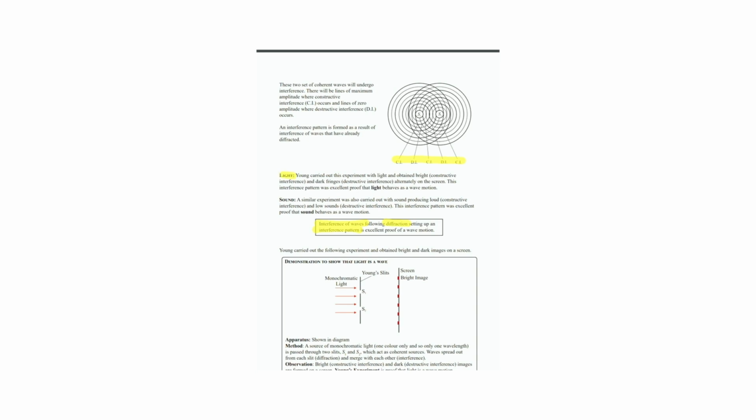When we did that with light, it was actually a famous scientist called Thomas Young who carried out the experiment. And when he sent light through two gaps, he ended up getting bright and dark images. Bright images were CI, and dark images were destructive interference. When the experiment is carried out with sound, CI, in terms of sound, would be a nice loud sound. And when it comes to DI, you'll get no sound or very low sound.